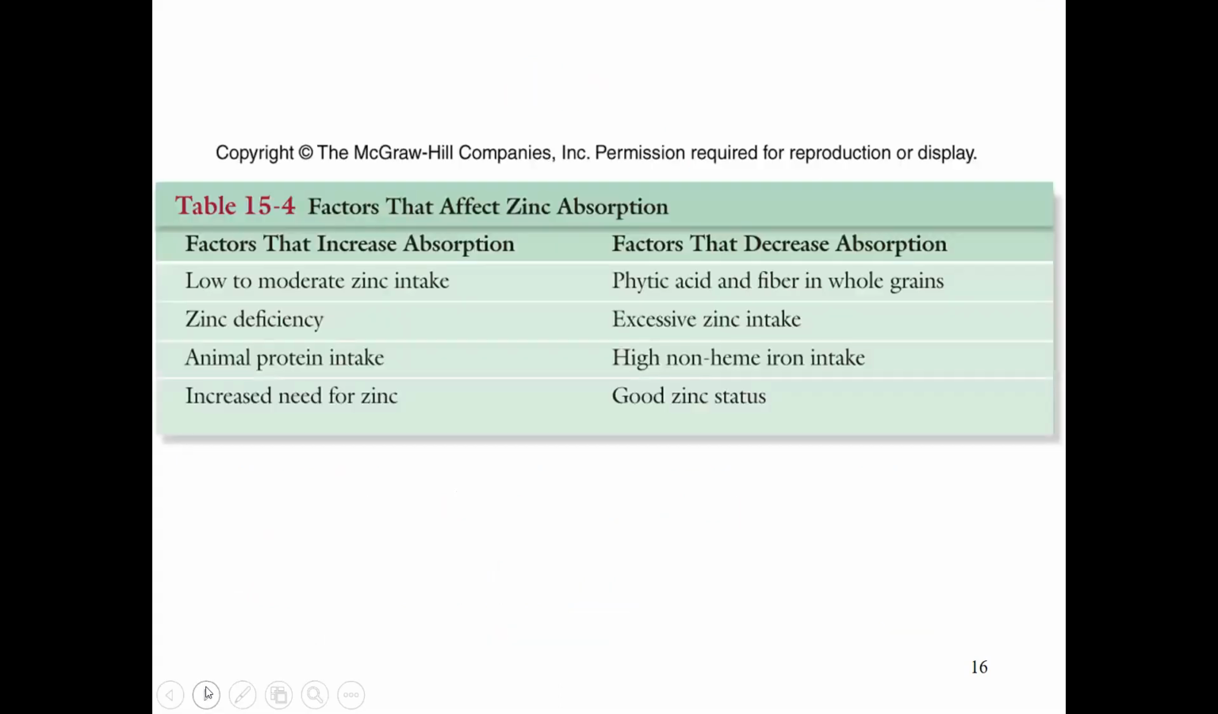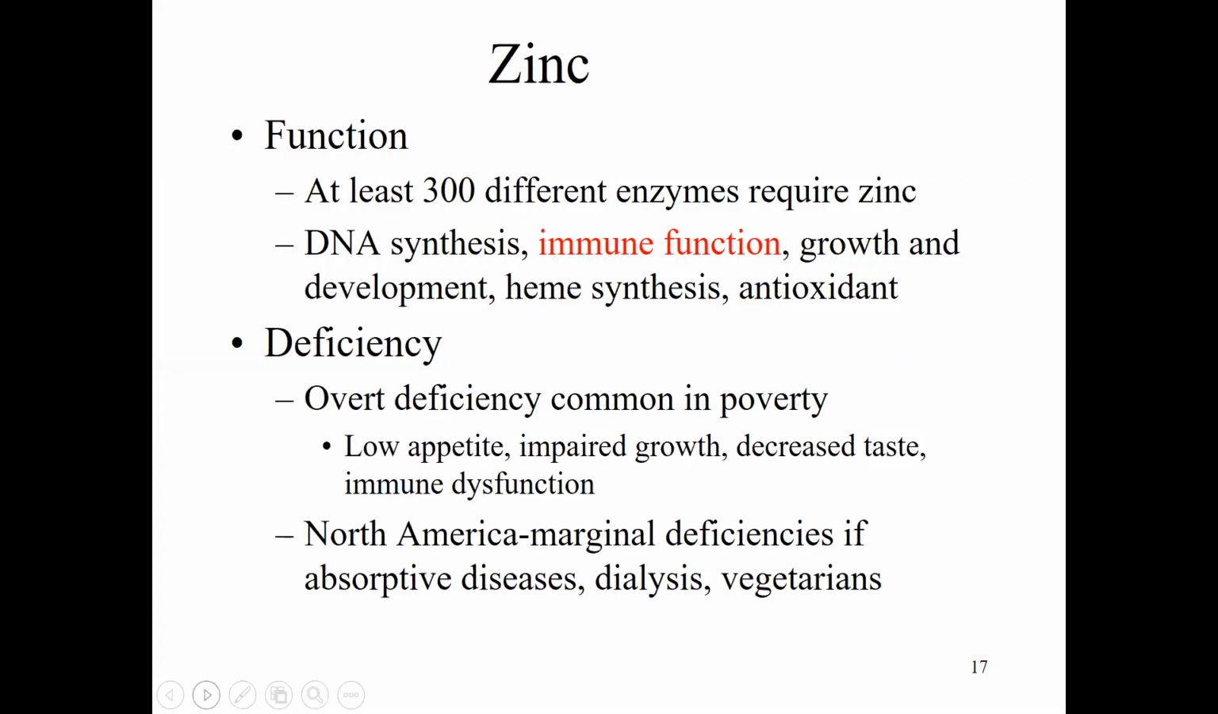Things that interfere with or enhance absorption are somewhat similar to iron. If you have a deficiency or you're not eating a lot, you'll absorb it better. It is absorbed better from animal protein. It can be interfered with by whole grains. If you don't need zinc because you're already taking a lot, you won't absorb it as well. And it actually competes with iron, so if you have a lot of iron, you won't absorb as much zinc.